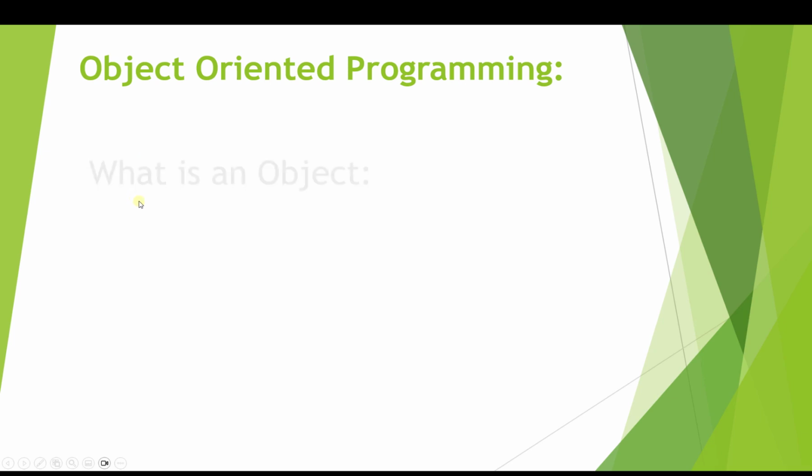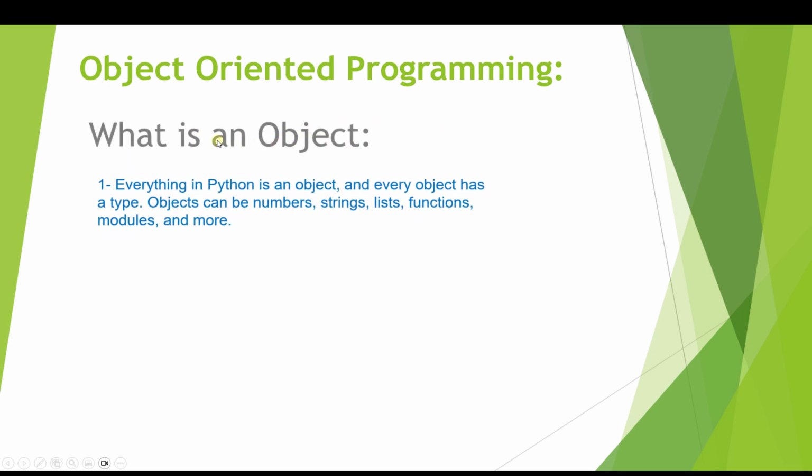So the first thing is, what is an object? We have different definitions for objects. This is the most common one. Everything in Python is an object, and every object has a type. Objects can be numbers, strings, lists, functions, modules, and more.